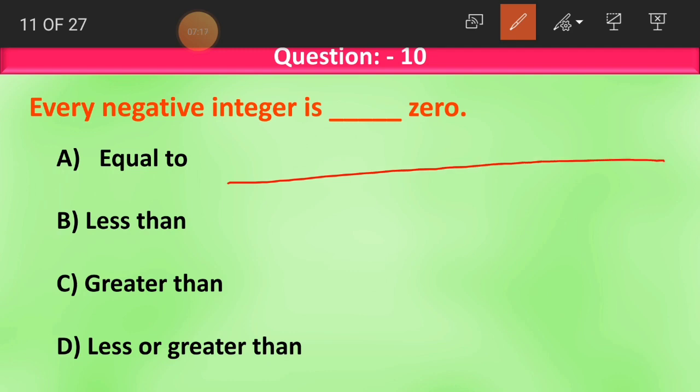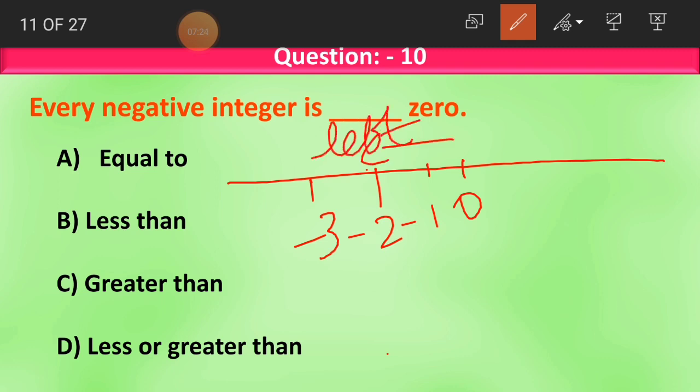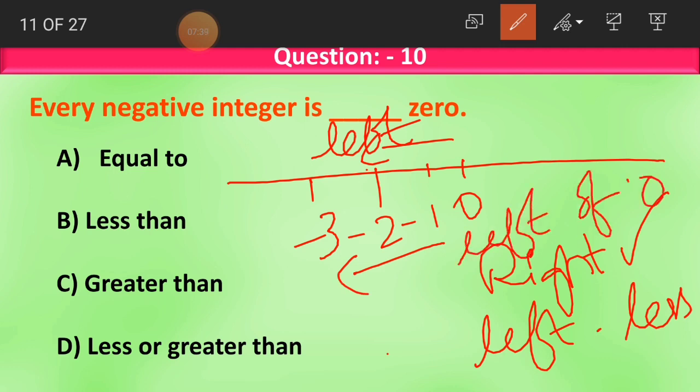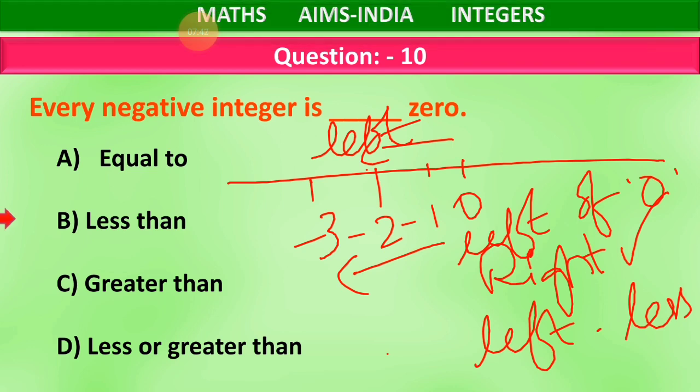Let us take the number line. We have 0 here. Then we have negative integers to the left side. To the what side? To the left side. Remember the rule I said? The number on the right side is greater. The number on the left side is less. So, as negative integers are to the left of 0, we can say that every negative integer is less than 0. Understood? All the negative integers are to the left side of 0. So, every negative integer is less than 0.